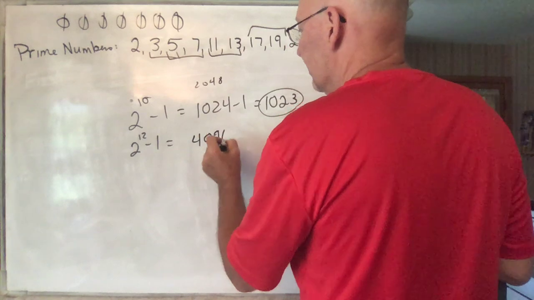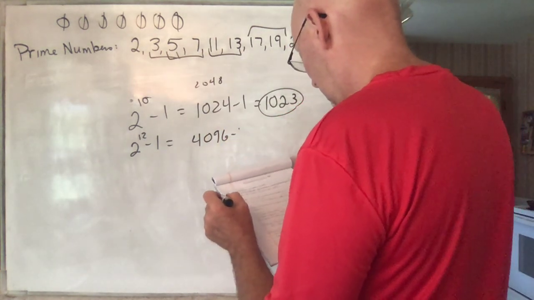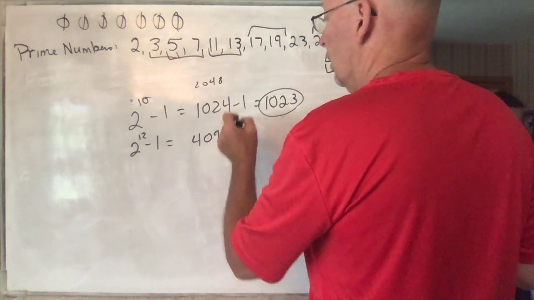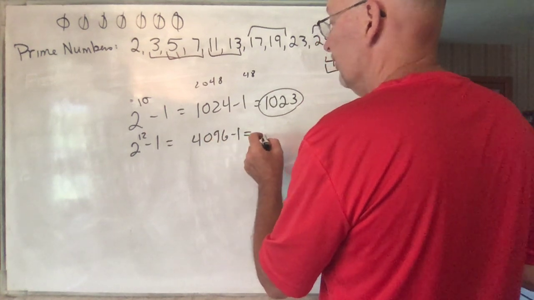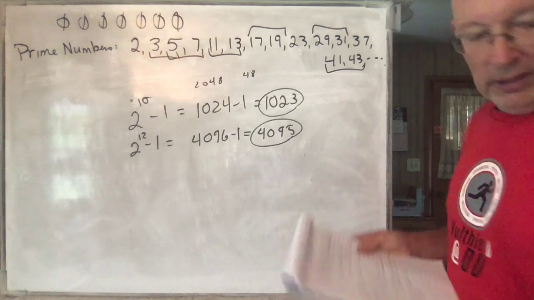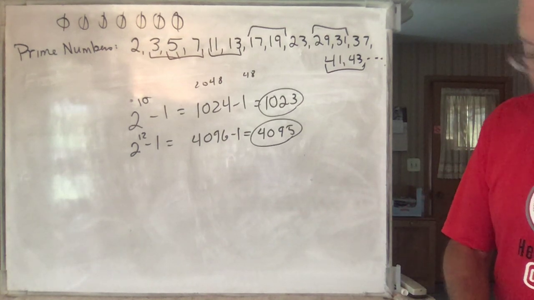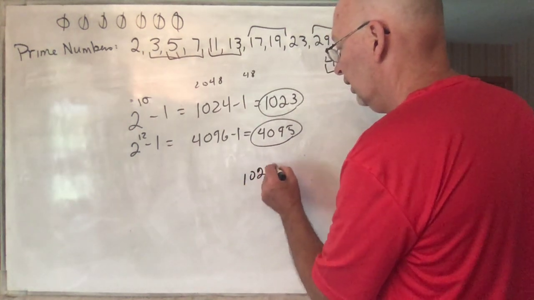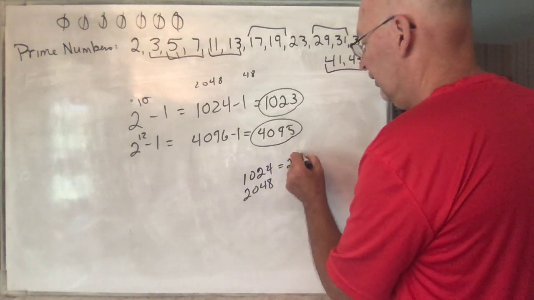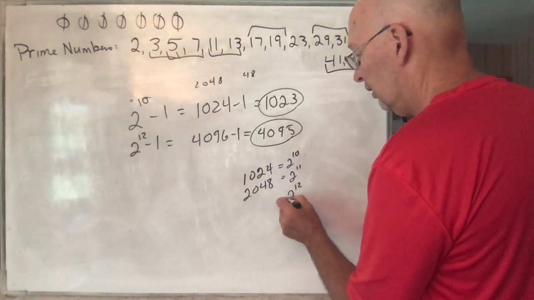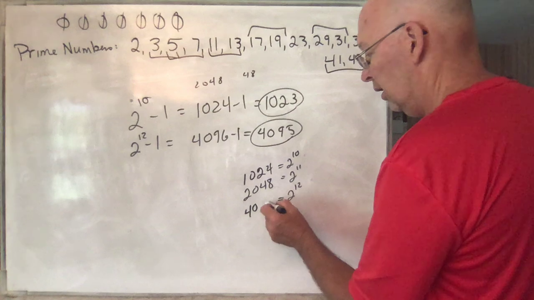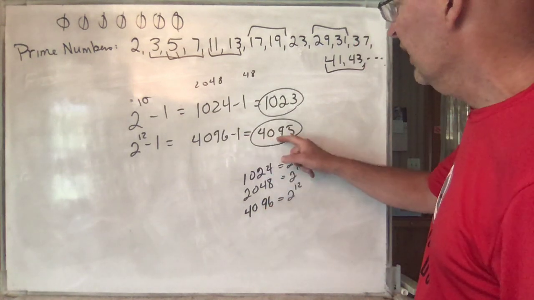4096. Minus 1, did I do that right? That's obviously not going to be a prime number if I did that right, because that can be divided by 5. Let's see. 2 to the 10th is 1024. 2 to the 11th is 2048. 2 to the 12th, multiply this by 2 and you're going to get 4096. So you take 4096 and you subtract 1, and obviously that's not a prime number.